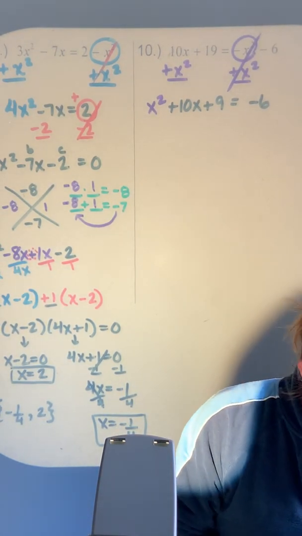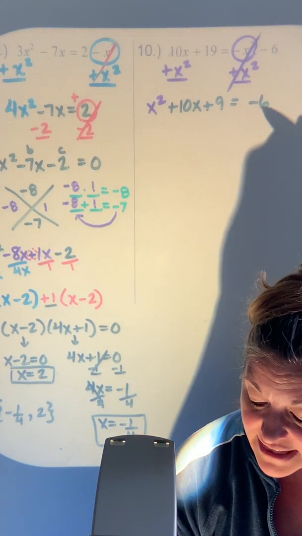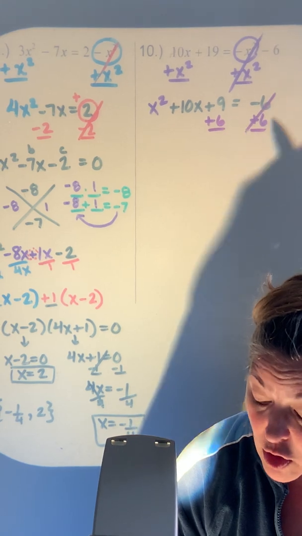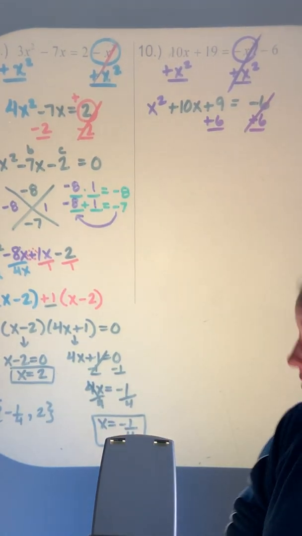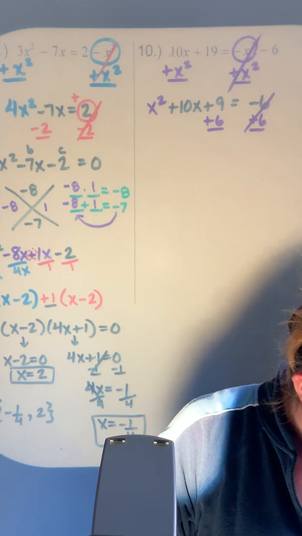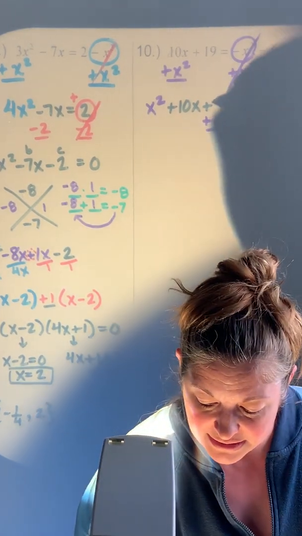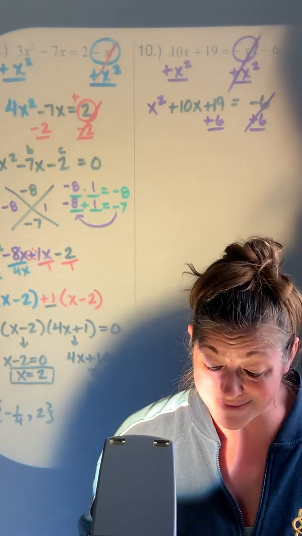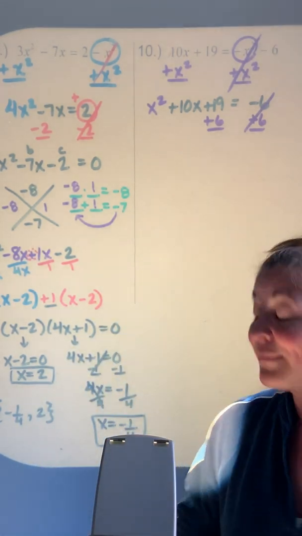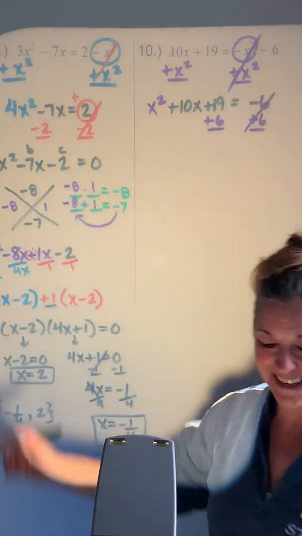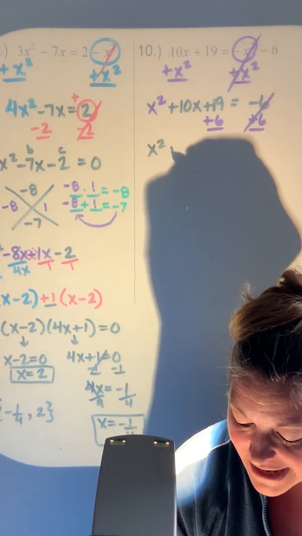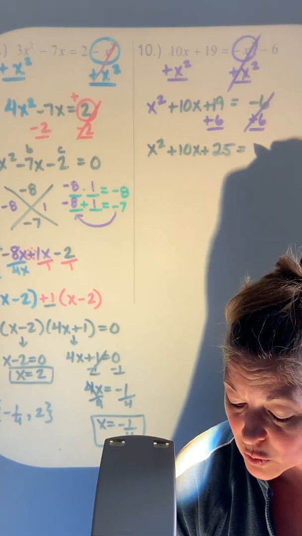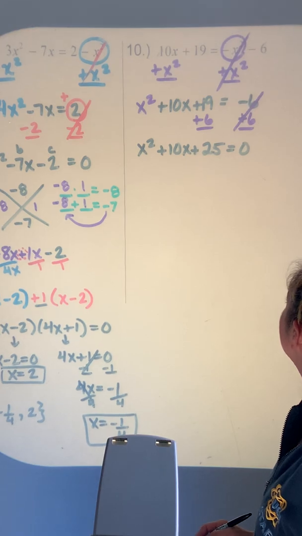All right, at this point, last thing to do is to take that negative 6 and add it to the other side. Notice that it does have a like term. It is like terms with the 9. Oh, that should be a 19. Goodness. Hopefully, if we were in class, somebody would have raised their hand and said, I don't get that. Okay, so that's a 19. All right, there we go. So we got x squared plus 10x plus 25 equals 0.